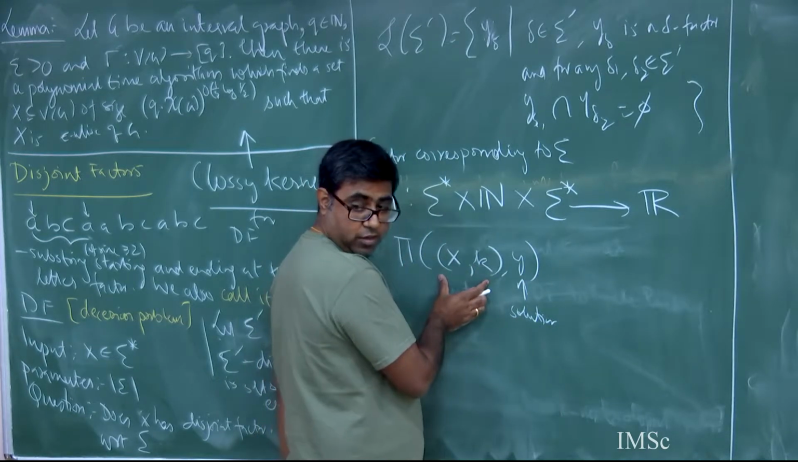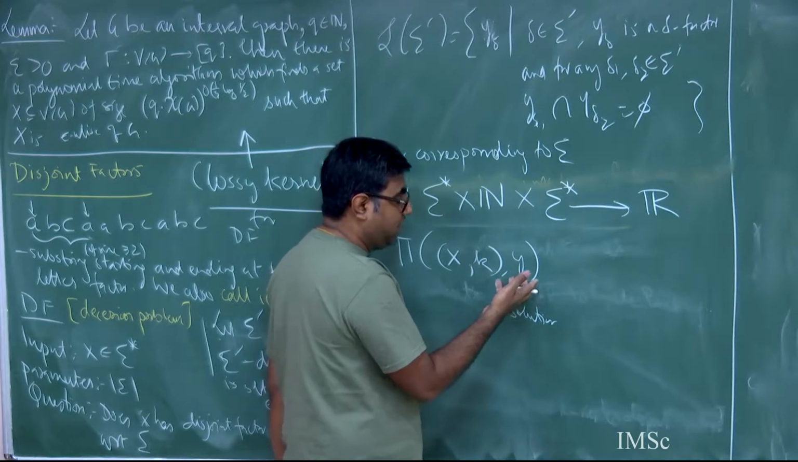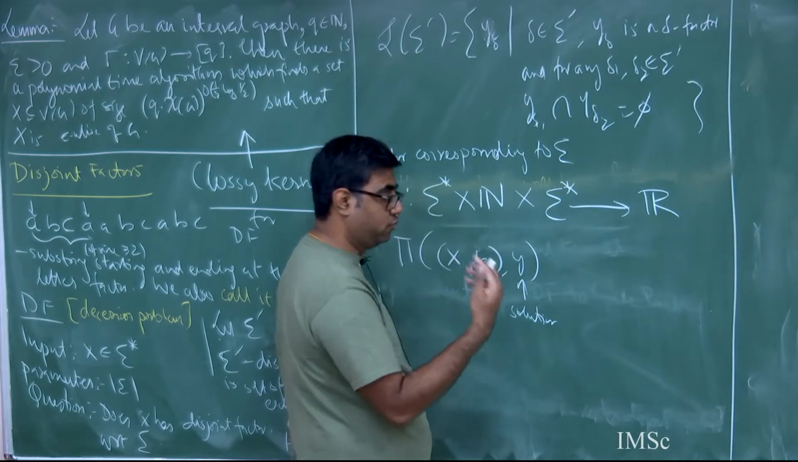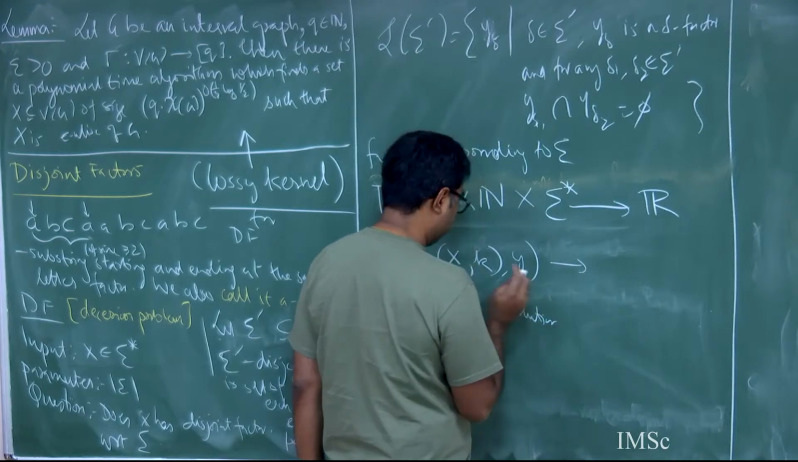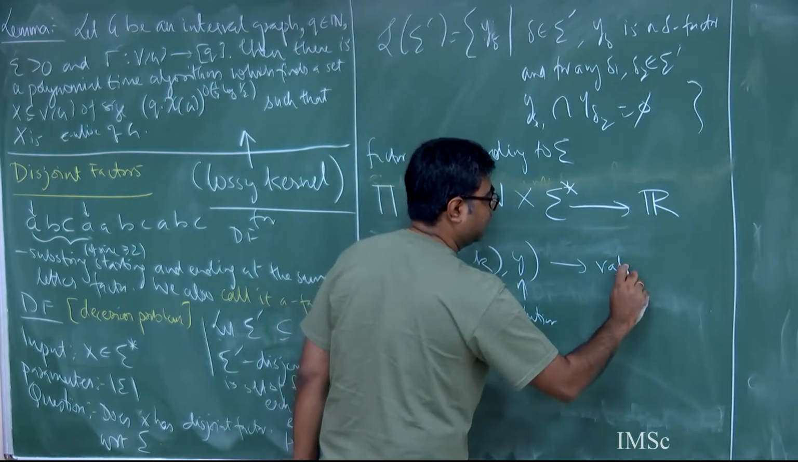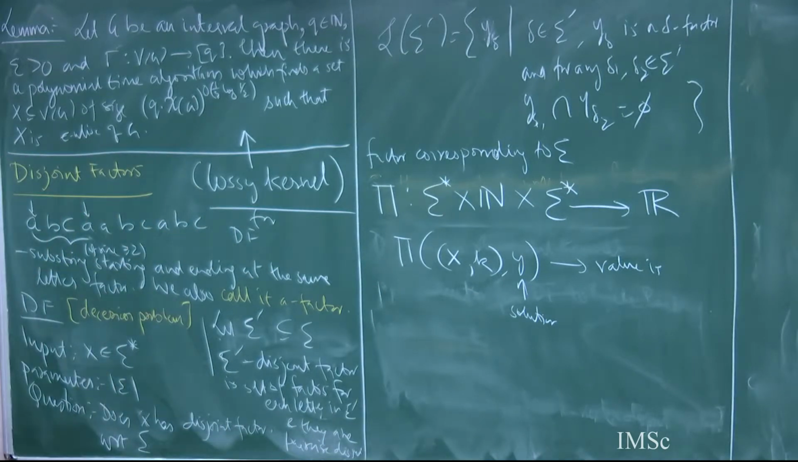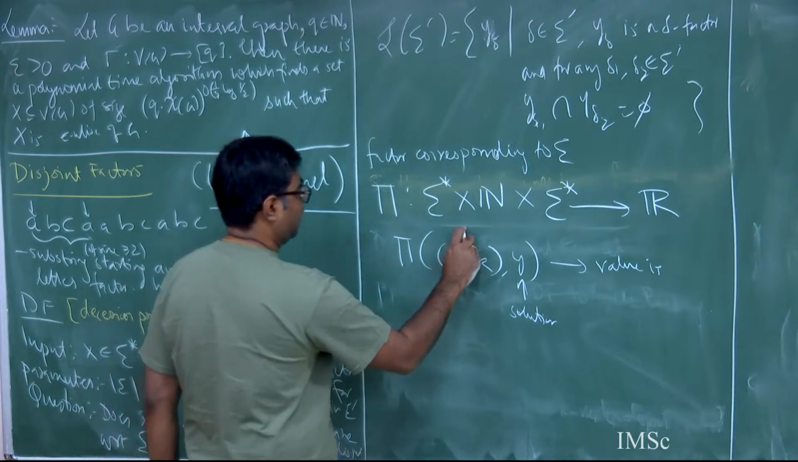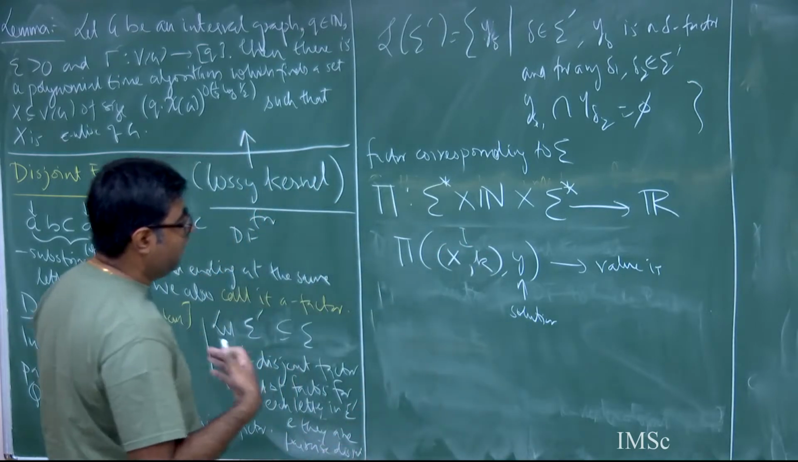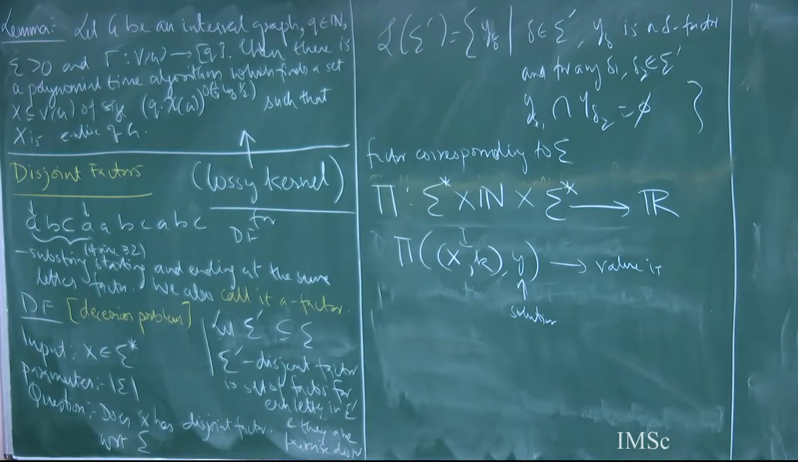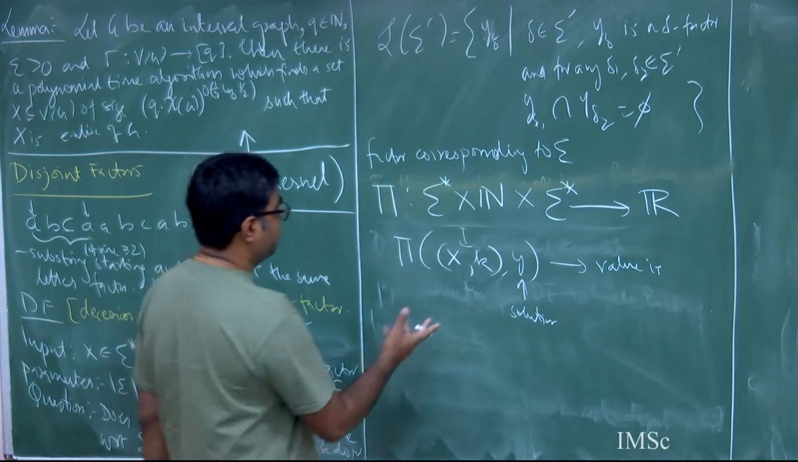Given an instance x comma k and a string y, which I think is a solution, what is its value? That is the way an optimization problem is defined. And now what did we define? Let's call this instance I. So we had a natural definition of what a minimization or maximization problem is. Given x comma k, what did we say?